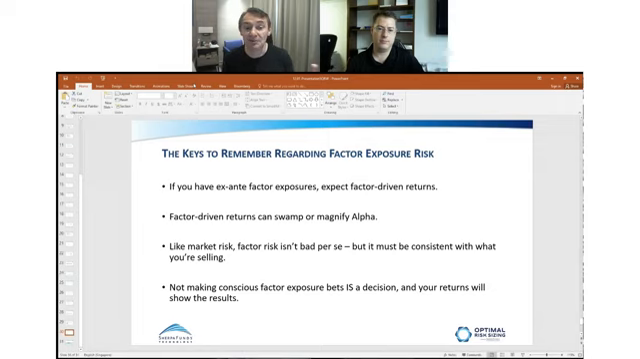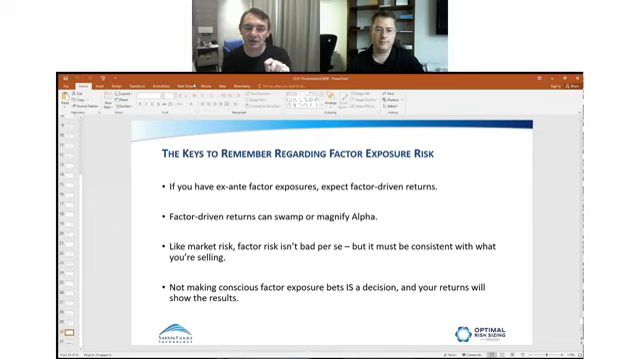Factor risk isn't necessarily bad. If you get it right, of course, you'll do very well. But as you've seen in the last few months, with the massive momentum sell-off and the massive pickup in value, most people were surprised by those. If you don't think that's your edge, then you should have a process which neutralizes that in your portfolios.